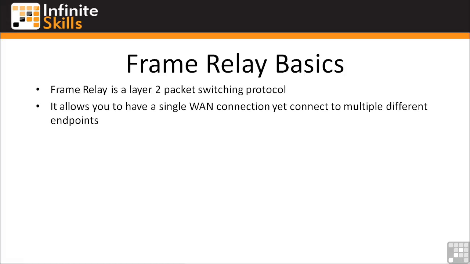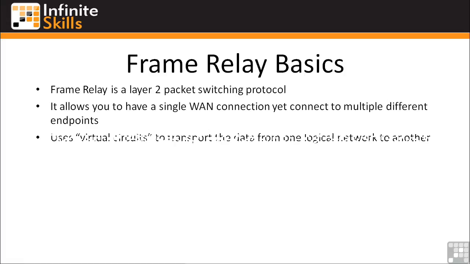Frame relay allows you to connect your network to a frame relay provider. You hand your data to the frame relay provider, telling the frame relay provider where it needs to go, and the frame relay provider then drops that data on the other end of the network where you've told it to go. To put it more succinctly, it uses virtual circuits to transport the data from one logical network to another.